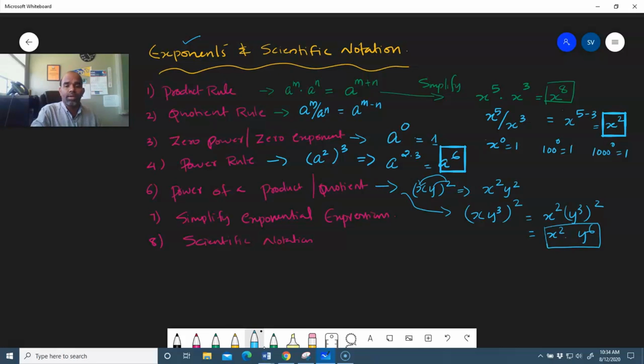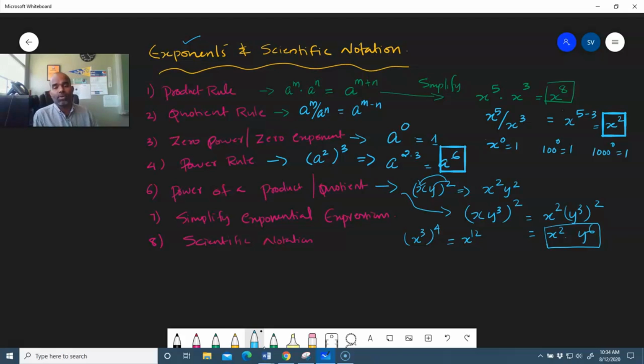And now exponential expressions. This is something like what I did here: x to the power 3 to the power 4. This is an exponential expression. This is in the form of an exponent. To solve this, it is x to the power 12. So this is the kind of problem you can expect from the exponents part.